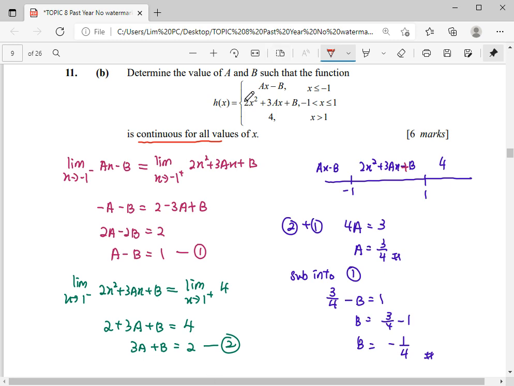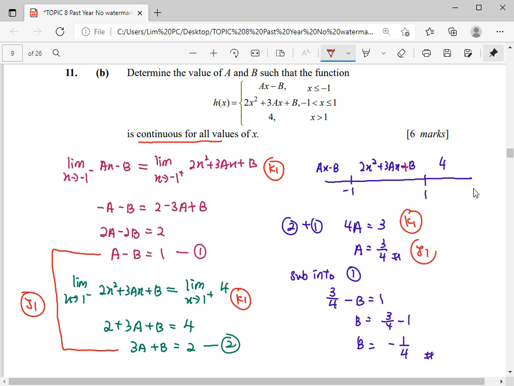So our concept here, the first part, is to make sure our limit left hand side equals right hand side. And then this is another concept, for the point x equals 1, then we're forming these two equations. So solve our simultaneous equations to get to the answer.